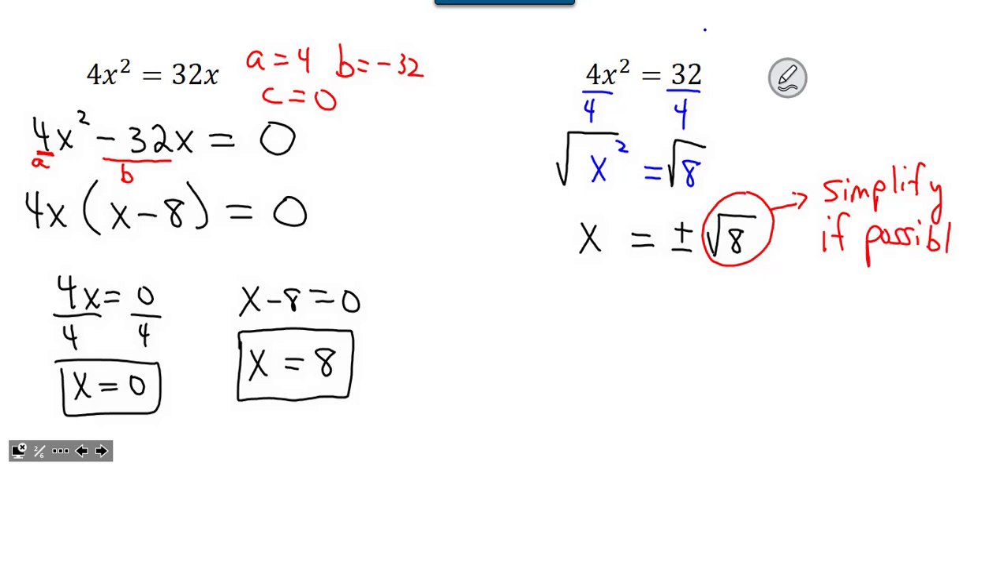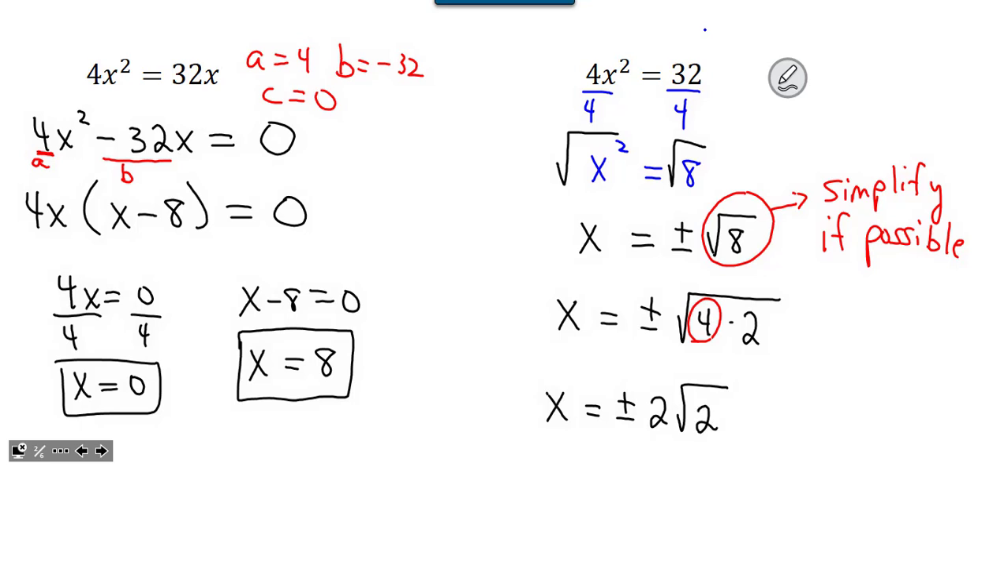And so I can simplify the square root of 8. And so I could write this as x equals plus or minus. The largest perfect square that's a factor of 8 is 4. And so I can write this as 4 times 2. And then this part here is a perfect square. And so I can get that x equals plus or minus 2 times the square root of 2. So those are my two solutions to that equation there.